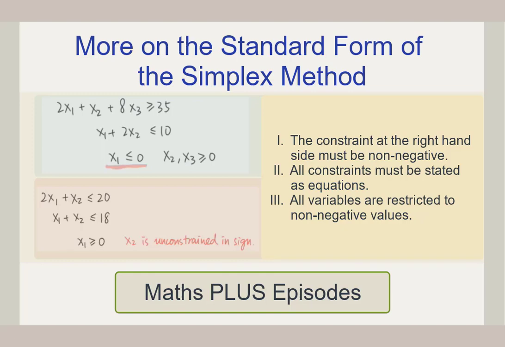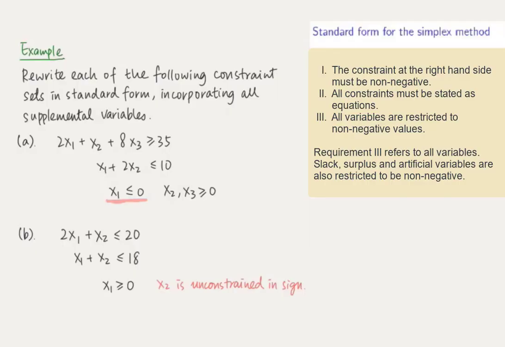Welcome. We continue with our discussion on the example shown here. Recall that to solve a linear programming problem with the Simplex method, one of the requirements we need is that all the variables are restricted to non-negative values. In the example shown here, we wish to rewrite each of the following constraint sets in standard form.